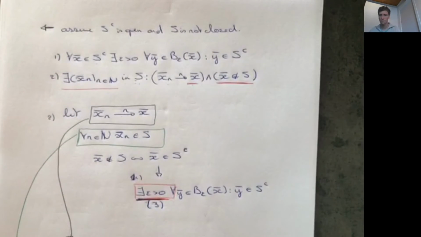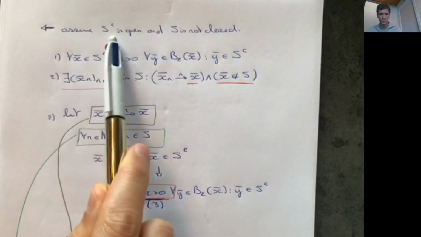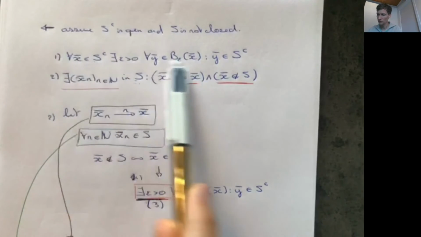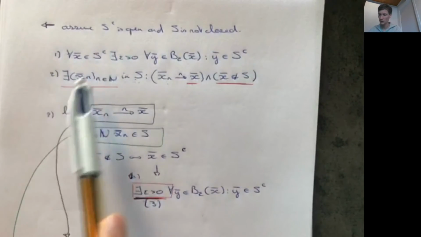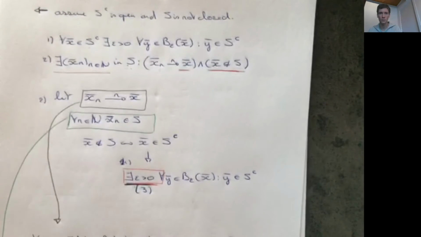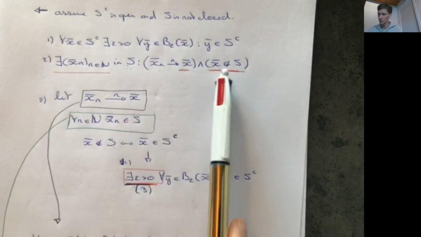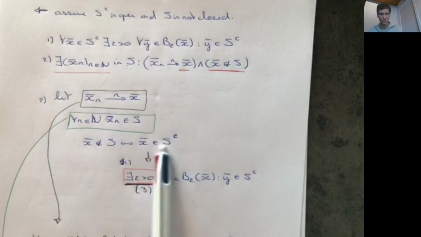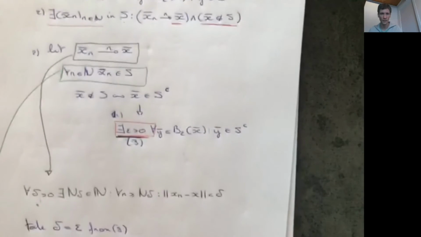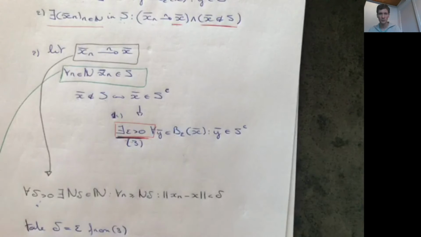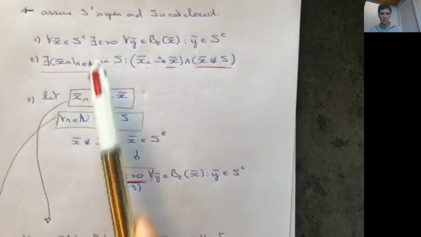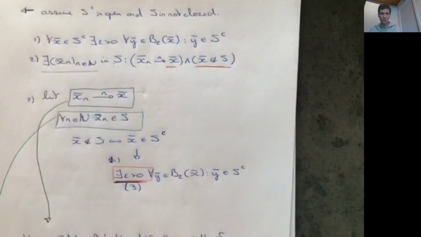So let's go over it again. By contradiction, we assume that the complement is open, but S is not closed. This is the definition of being open. This is the definition of not being closed. In particular, there's a sequence that converges to some number, and the number is not in S. So if it's not in S, then it has to be in the complement, right? This is here. If it's in the complement, it's in an open set. So I can find an epsilon such that everything that's epsilon close to this number is in the complement. That's the definition of the complement being open.